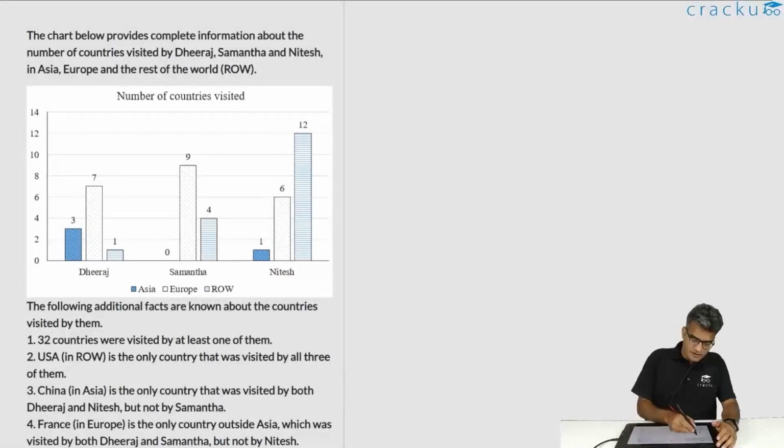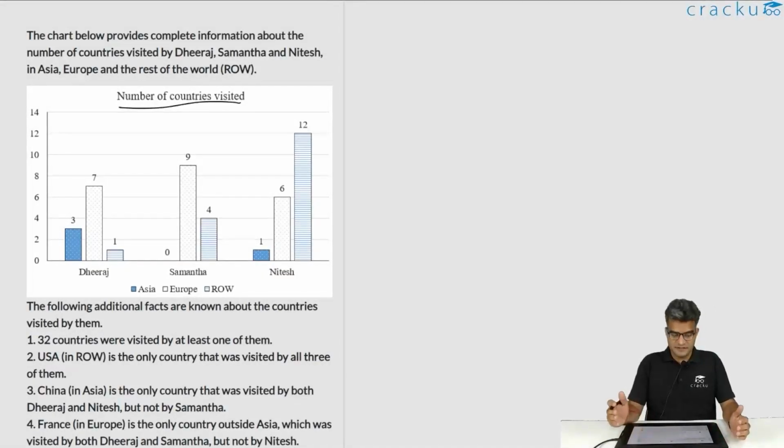In this question, we are told that there is a bar chart given across three people, Dheeraj, Samantha and Nitesh. We are told that this represents the number of countries in different continents that each of them has visited. If you're looking at Dheeraj, we know that in Asia he visited 3 countries. Samantha visited no countries in Asia and Nitesh visited 1 country in Asia. In Europe, Dheeraj visited 7 countries, Samantha visited 9 countries and Nitesh visited 6 countries. In rest of the world, Dheeraj visited 1 country, Samantha visited 4 countries and Nitesh visited 12 countries.